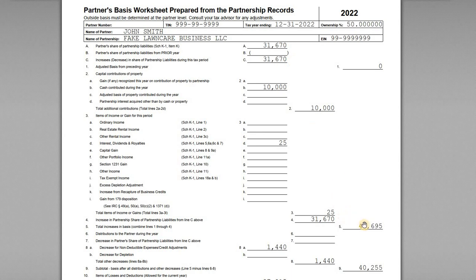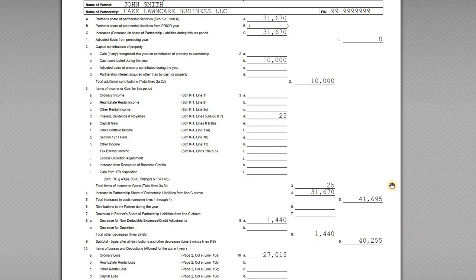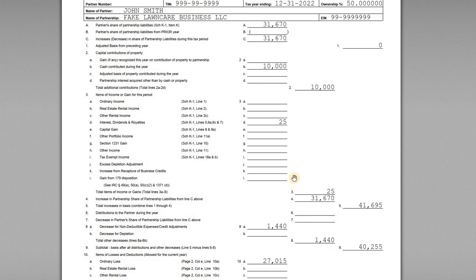All right, now on the basis worksheet. So this is really important. These aren't necessarily filed with the tax return, but a partner should be tracking these because that will determine whether they can deduct the losses passing through to them. So remember, a partner's basis in the partnership is their share of their capital account at the end of the year plus their allocation of partnership debts. So when we look at John's increases to his basis, increased by his $10,000 capital contribution during the year.